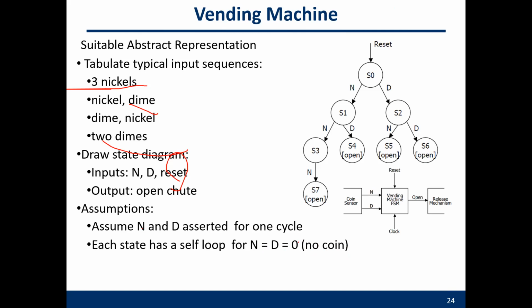And then we can draw a state machine like this. If we have the reset, we always go back to the S0. At S0, we can input N or D, and then we go to different states. And then eventually we can have open or not open the machine.